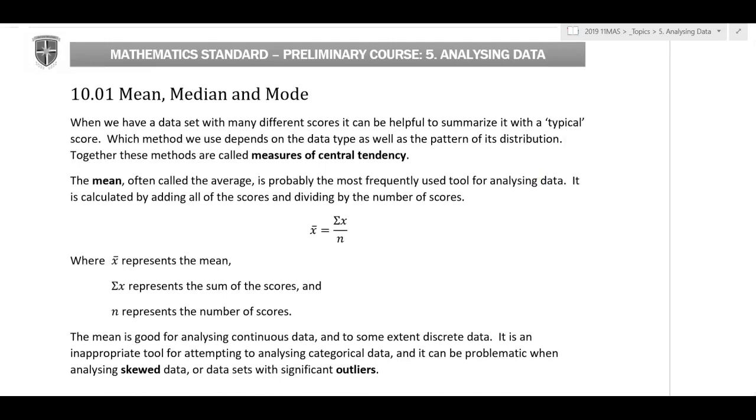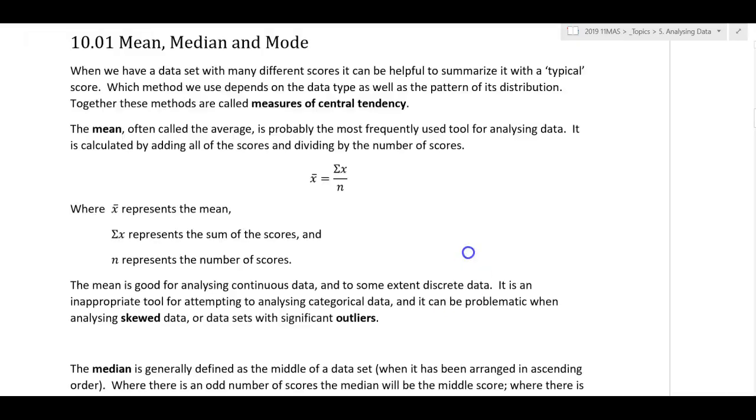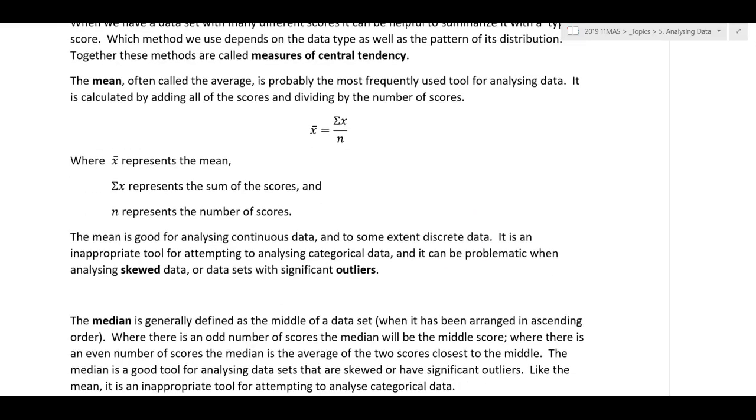The mean is what we call the average, and we can calculate that as the sum of the scores divided by the number of scores. Okay, we add all the scores together divided by the number. All good? That's good for continuous data, right? Remember, that's things that are measured. Pretty good for discrete data too, I guess, things that are counted. You can't use it for categorical data, for nominal or ordinal data, right? It's no good for that.